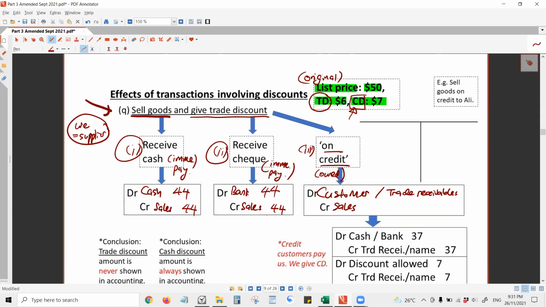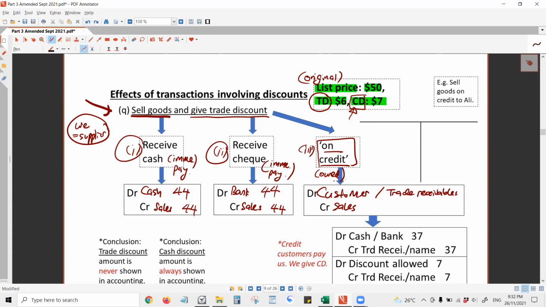Now what about the one on credit? Has the customer made payment when you sell goods on credit? Not yet, right? Can the cash discount be applied here? Not yet. You must remember the purpose of giving cash discount. When customers pay on time or punctually, at that point you decide whether they are late or punctual. Then only you can give them cash discount. So when you sell goods on credit, that's not the time to give cash discount yet.